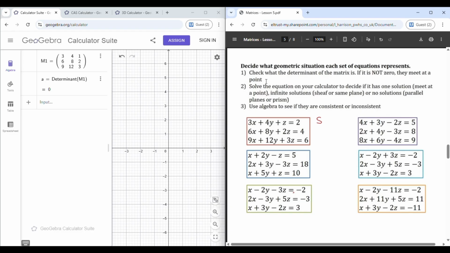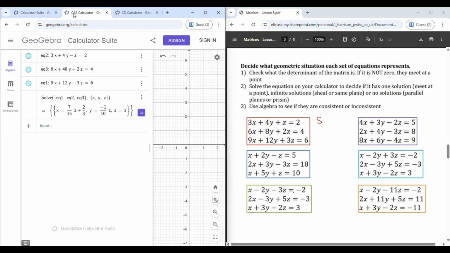So it says here now, solve the equation, decide if it has infinite solutions or no solutions. We don't really need to worry about one solution because the determinant tells us that. So I, again, just put this in the GeoGebra Solver tool, and it gave me this lovely thing here. Now, this is very complicated.